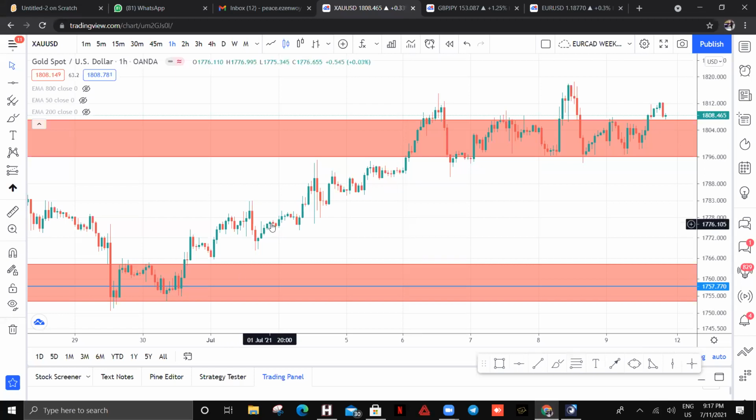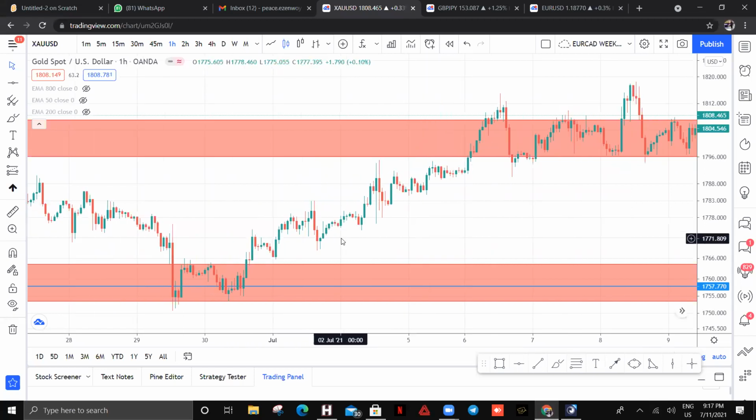Okay, now how do I enter this after identifying my zone? The first thing you need to wait for is for price to break out of your zone.